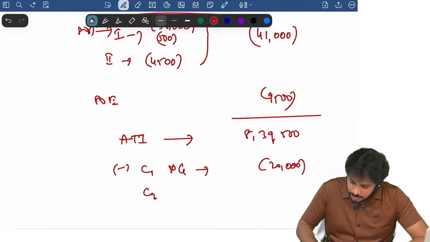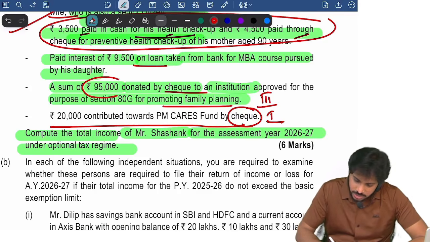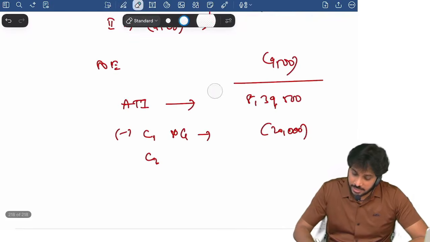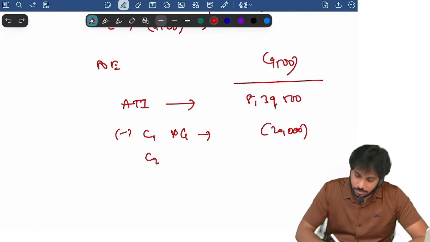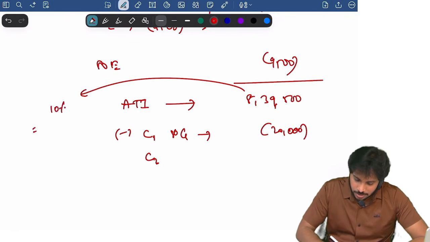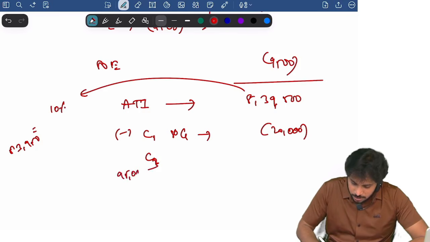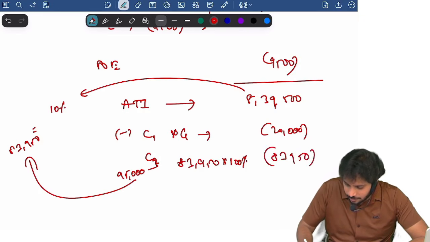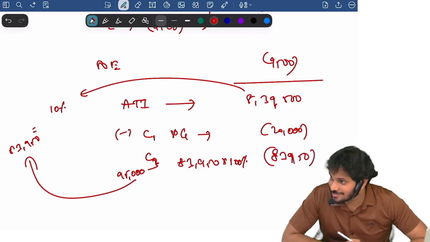Now category 3 donation. How much is category 3 donation? 95,000 they paid. Adjusted total income 10%. Oh my God. 10% how much? 83,950. But category 3, what they paid is restricted to 83,950 into 100%. Correct? 83,950. Critical. Correctly they gave.